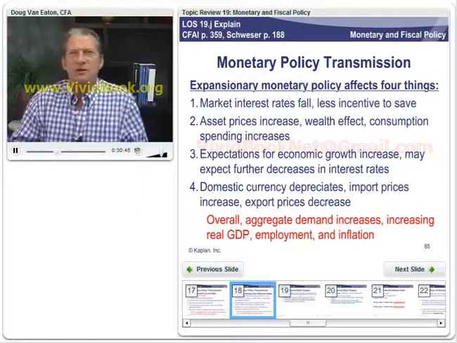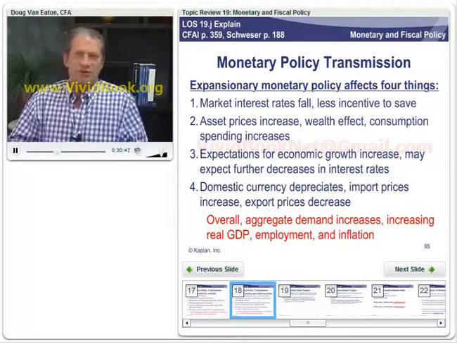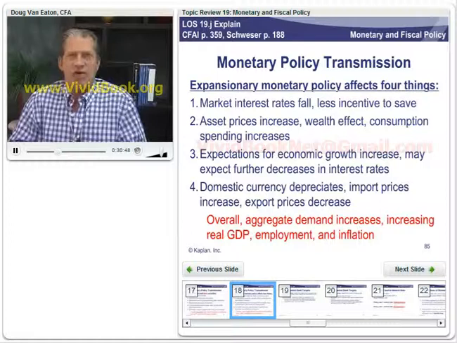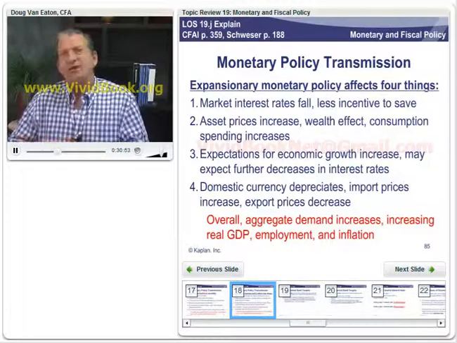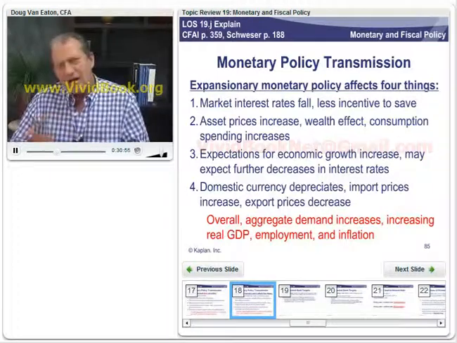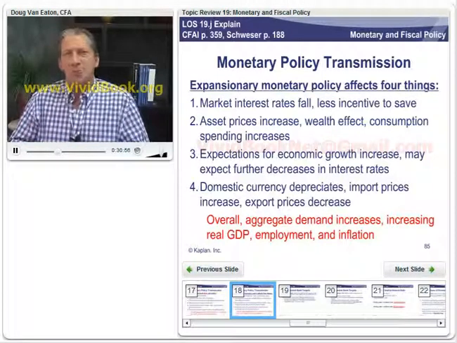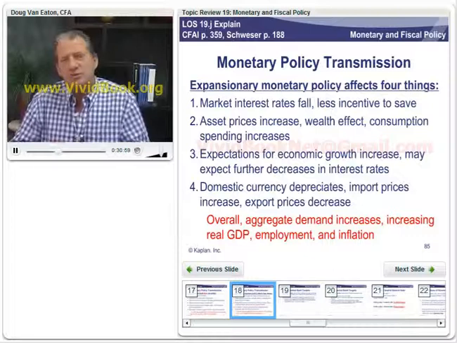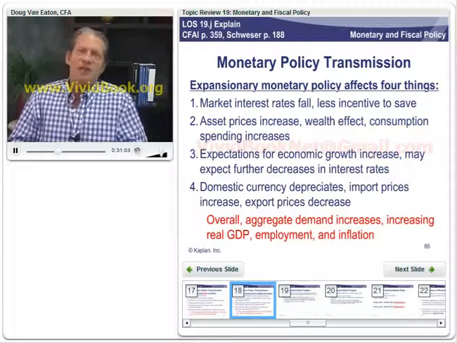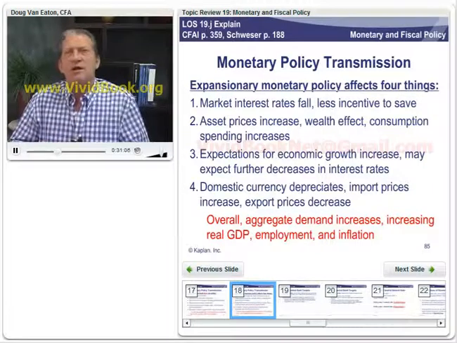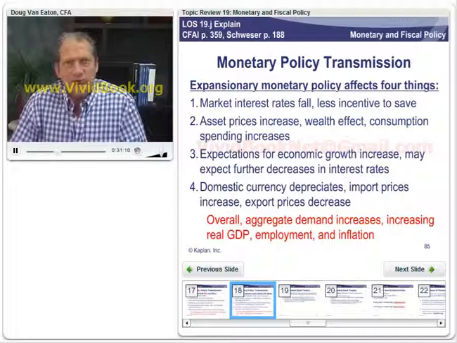So expansionary money supply affects four things. First off, market interest rates. Less incentive to save, right? Saving versus consumption: the higher the real interest rate, the more likely you are to postpone consumption now for consumption later, because the trade-off is, at a higher real interest rate, you're getting more stuff later from foregoing consumption now.